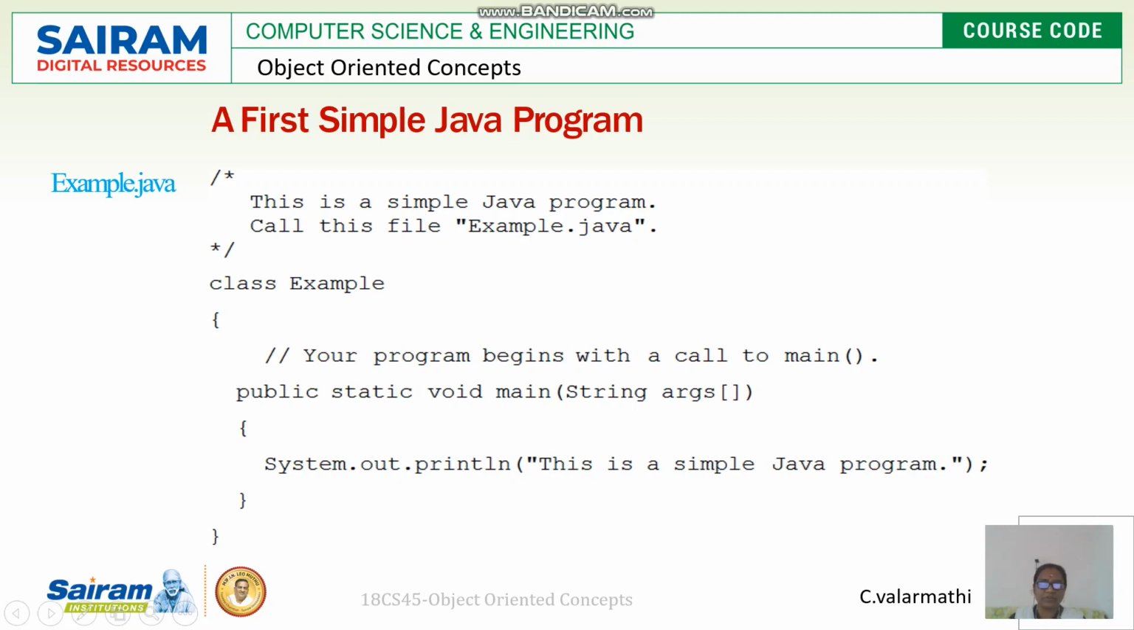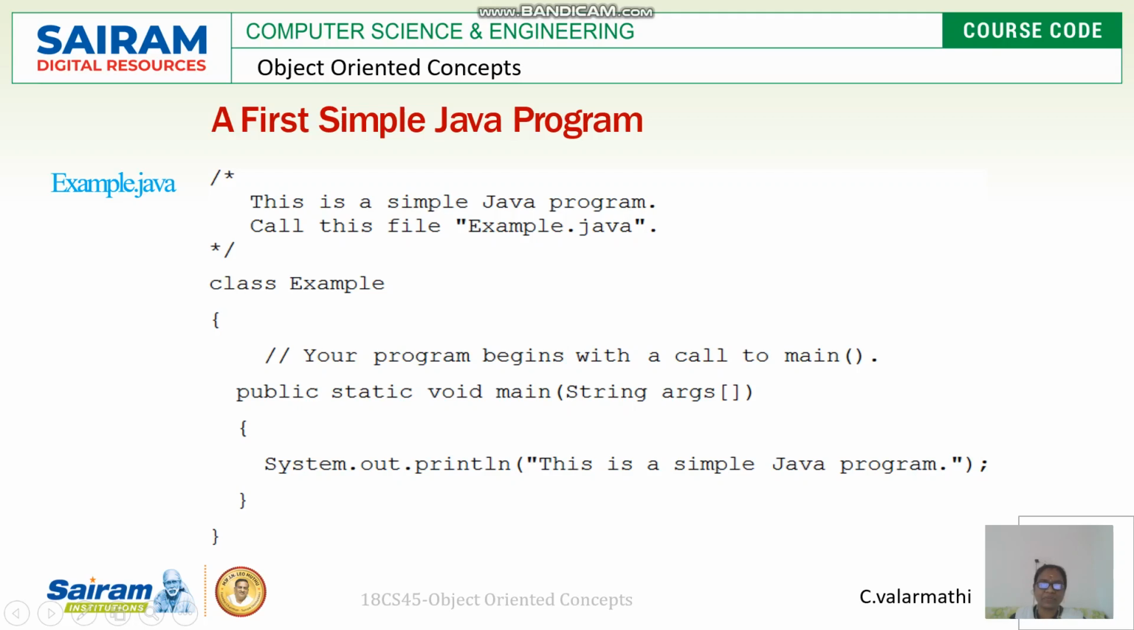Whatever we call a function in C++ is termed a method in Java. In Java, everything is called a method. So public static void main is a method, and it takes an argument as a String arguments list. So this is the complete syntax of public static void main, and in that I'm writing one message.